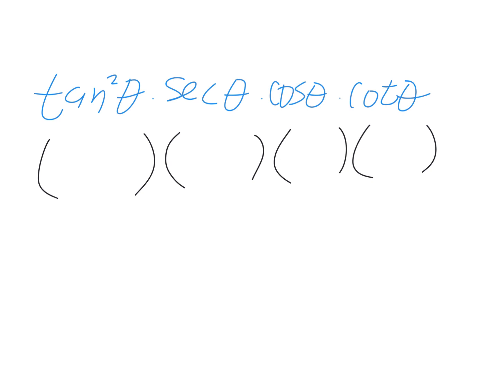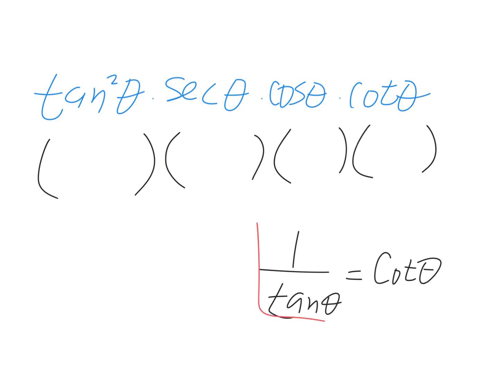You'll swap out some sister functions. A bunch of things will cancel. And by the way, if you're ever left with something like 1 over tangent, you can't leave it that way. You got to make it the sister function then, which would be like cosecant. Or, sorry, in this case, it would be cotangent. Never leave it like this.